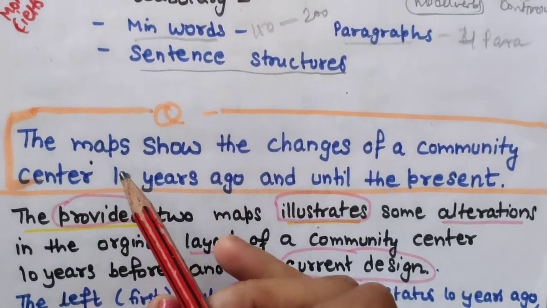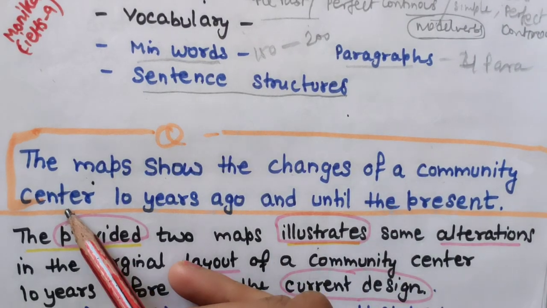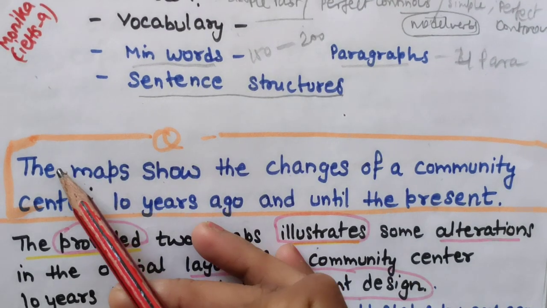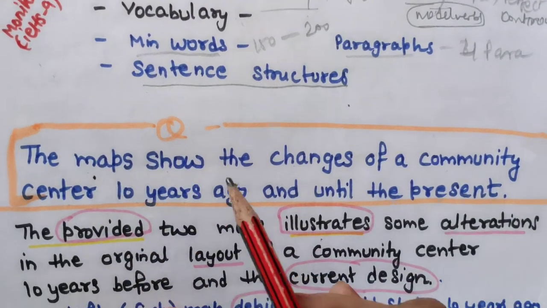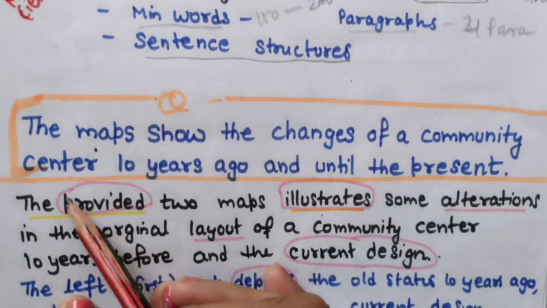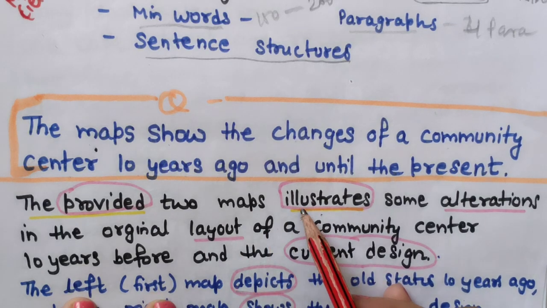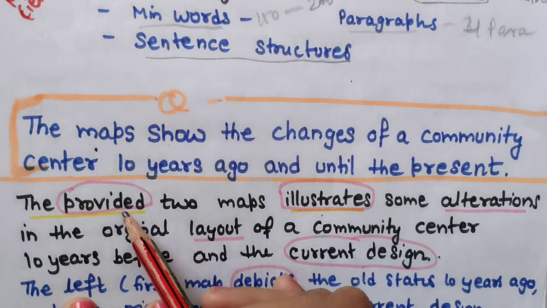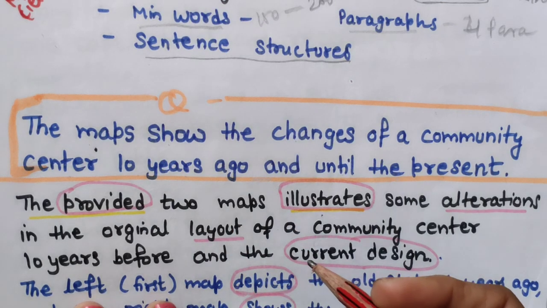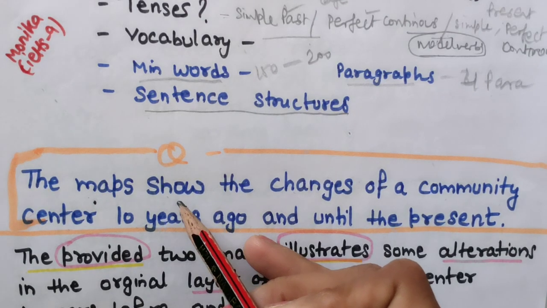So here the question statement says, the maps show the changes of a community center from 10 years ago until the present. This is the question statement they have given, and here is how I have done it. One more thing: these pink-colored words are my verbs as well as vocabulary. So I have used different vocabularies. Introduction means the first paragraph will be the introduction.